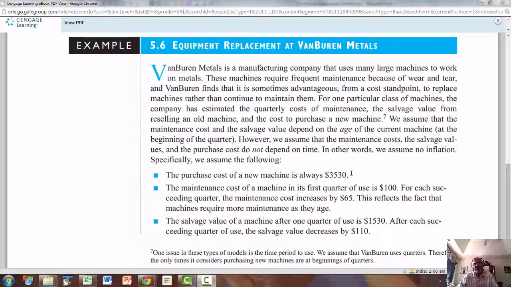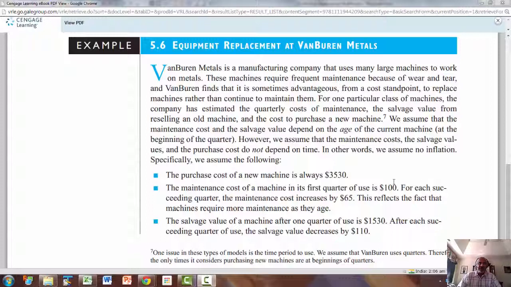So this is kind of a simplifying assumption. And if this is not true, we can always modify the problem suitably. Now, the maintenance cost of a machine in the first quarter of use is $100, and for each additional succeeding quarter, it increases by $65. So second quarter it will be $165, and the third quarter would be another $65 added to the $165, and so on. So as the machine ages, it requires more maintenance cost per quarter.